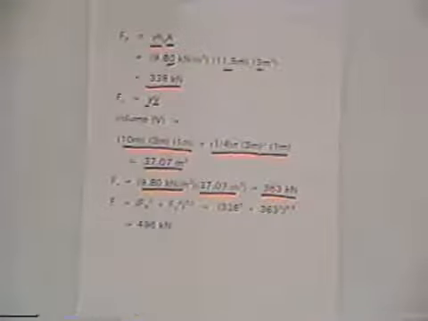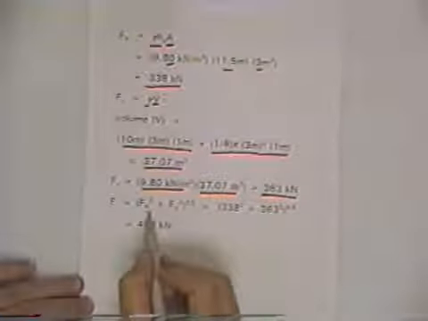So we've got a horizontal component of the force, a vertical component of the force, and we can combine the two just by saying that the resultant force is the horizontal squared plus the vertical squared. Take the square root of that, and so the resultant force is 496 kilonewtons. Okay, so that illustrates another approach of determining resultant forces on objects.